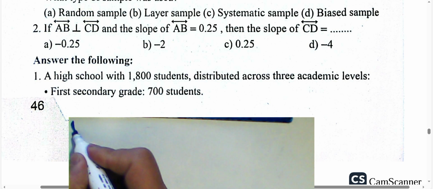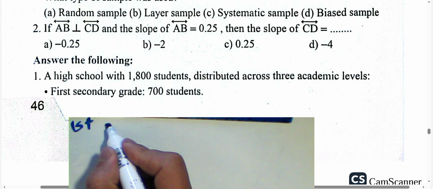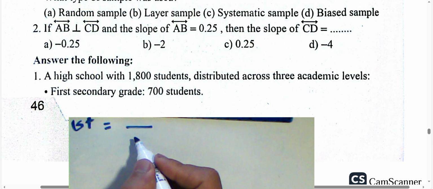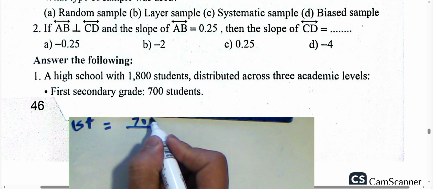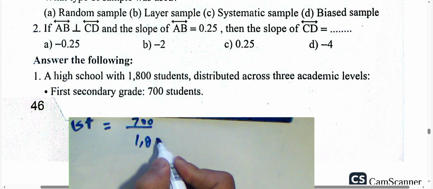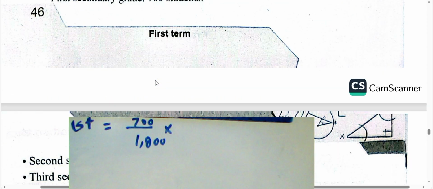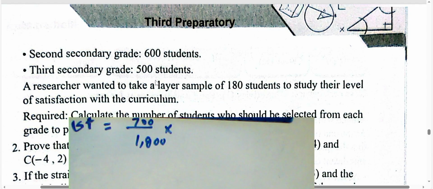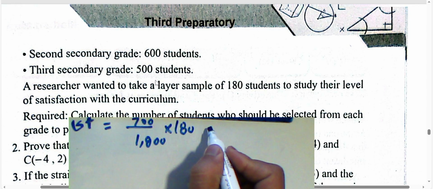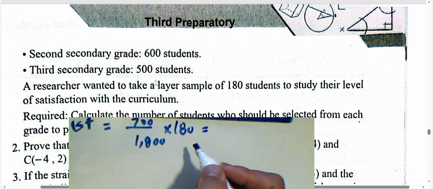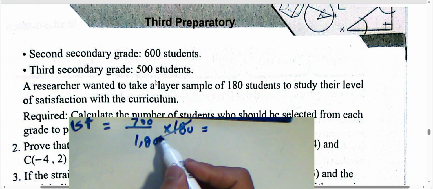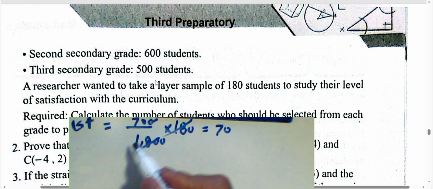First secondary, the number of students at first secondary. You can write the part over the total. The part here was 700 over the total 1,800, multiplied by the sample volume. How many? We want to choose 180 students. Right here, 180. And then you can simplify it. Divide it together. The result will be 70.